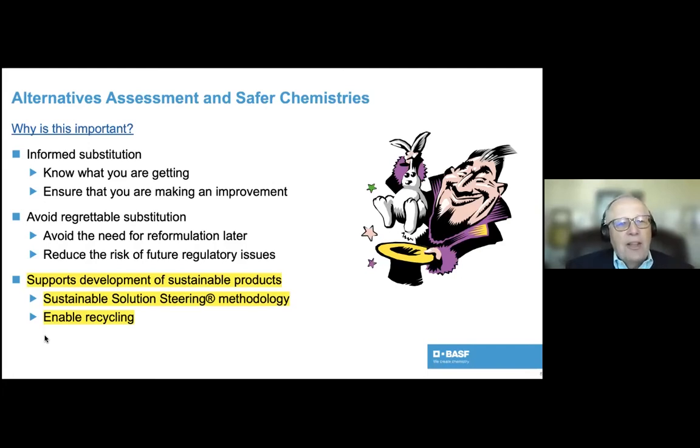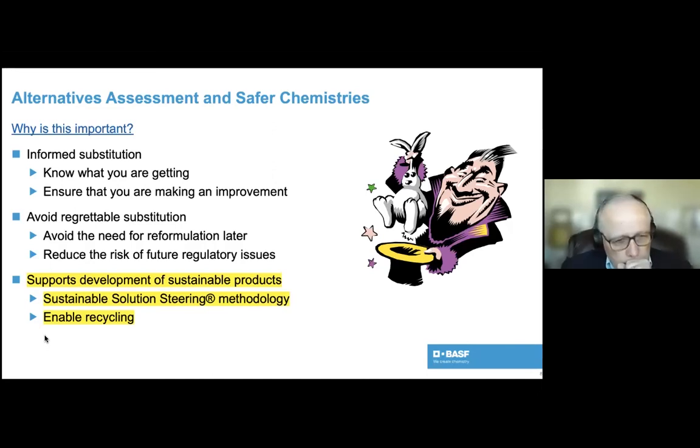It's ultimately science. And through doing this the right way, we can avoid having to constantly be doing a reformulation, which costs money and takes time. And then secondly, I don't think there's any 100% guarantee about avoiding regulatory issues, but we can go a long way to reducing the risk of that.